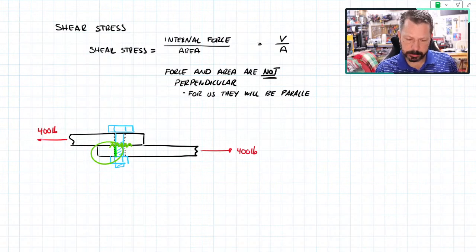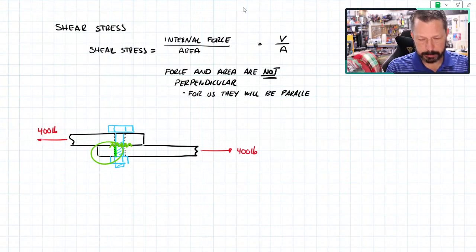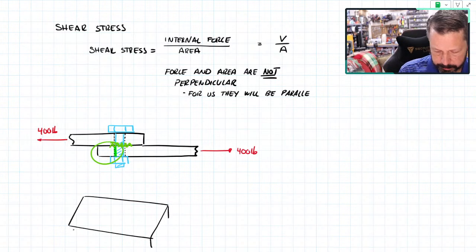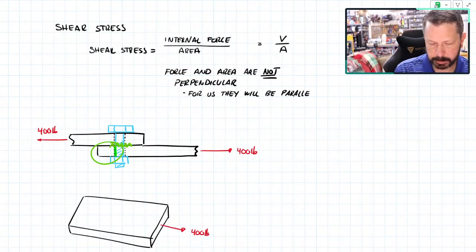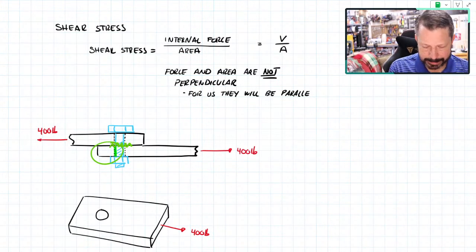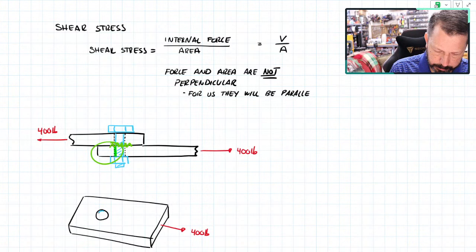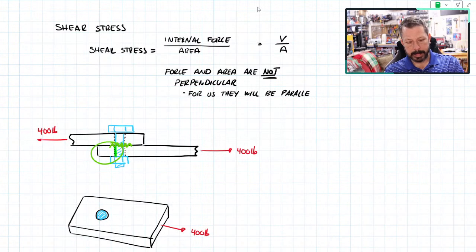So if we draw that free, I'm going to draw the bottom picture. So if I draw the bottom free body diagram, I've got the plate. It's got its 400 pounds of force on it. I have a hole drilled somewhere in there, and inside that hole is a bolt that failed. So the bolt's in there and it broke.